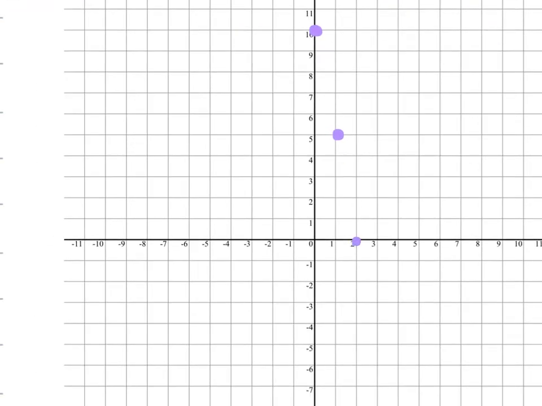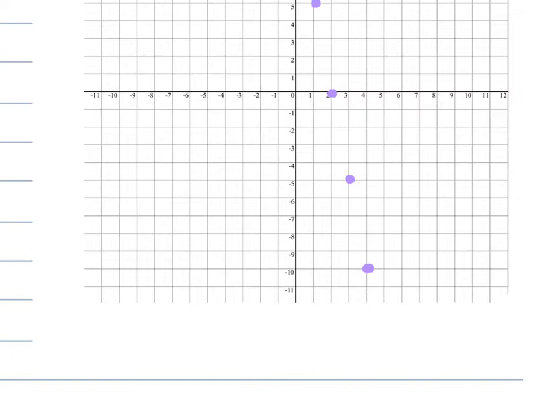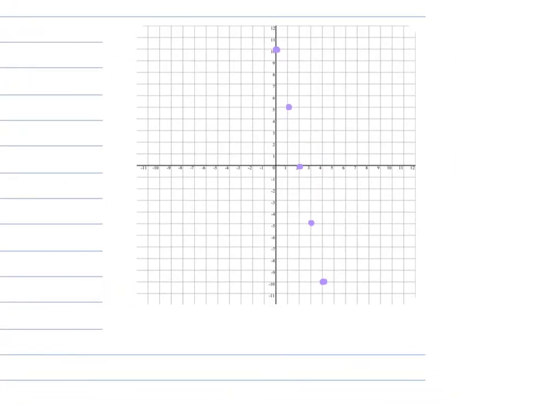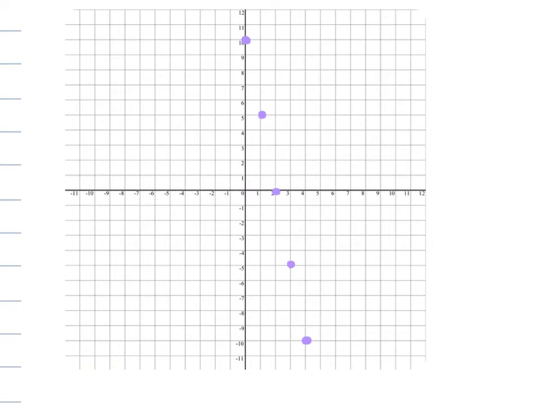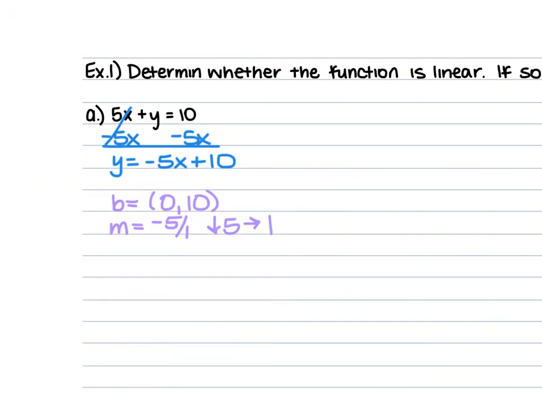Down 5 to the right 1, and so on. So if I plot these points, I can draw my line through them. I see that it's a linear function. It is a line, so it is linear.